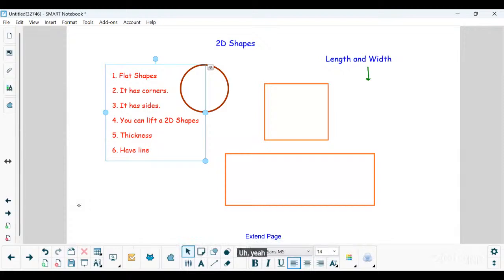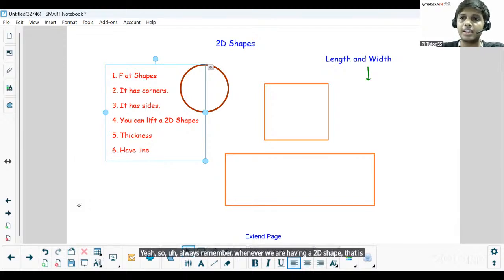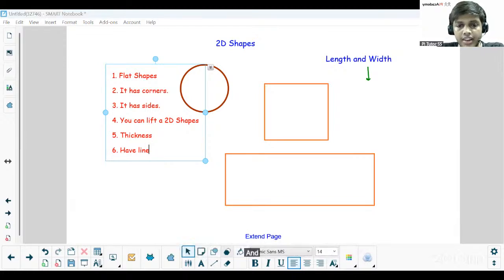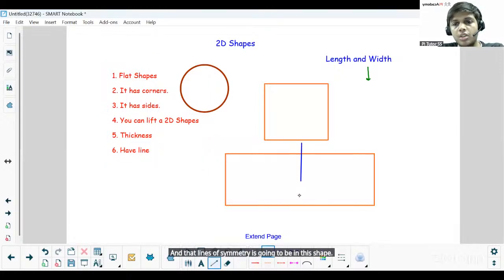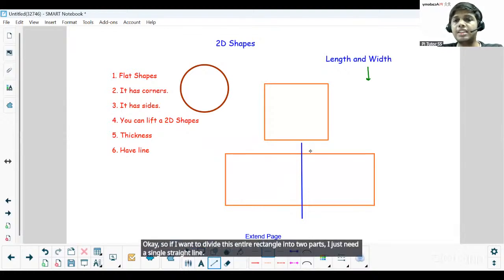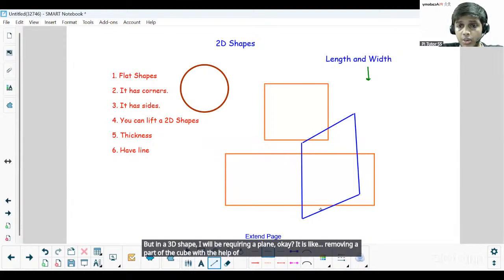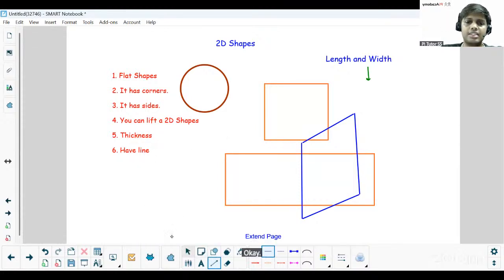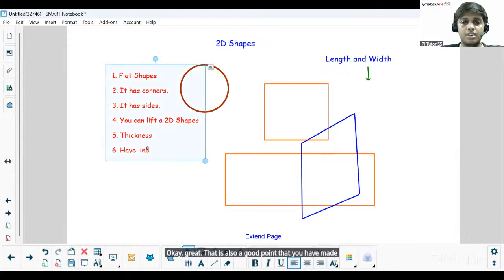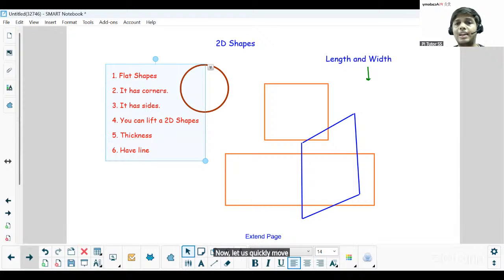So always remember, whenever we are having a 2D shape, that is always going to have the lines of symmetry, and that lines of symmetry is going to be in this shape. Okay, so if I want to divide this entire rectangle into two parts, I just need a single straight line. But in a 3D shape, I will be requiring a plane. Okay, it is like removing a part of the cube with the help of a 2D shape here entirely. But that is going to be the only difference between a 2D and a 3D shape and its symmetry. Okay, great. That is also a good point that you have made here. Very good, Ayan.